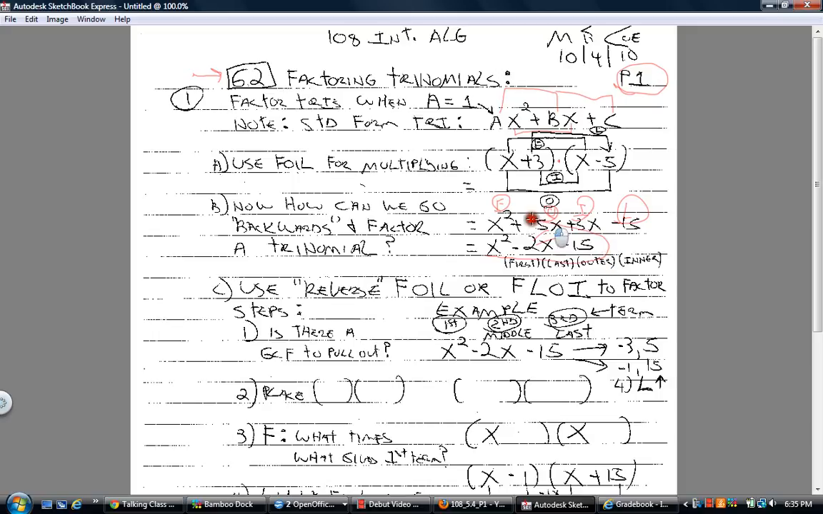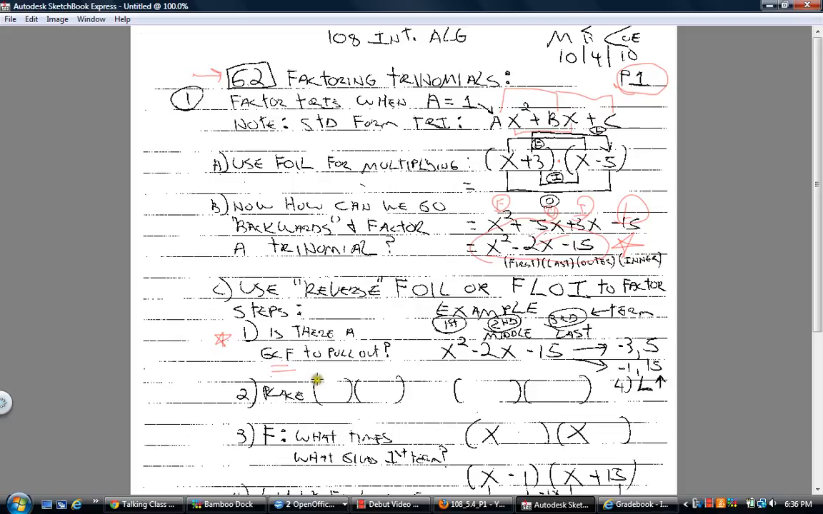Now the challenge is to start with the trinomial and ask yourself, can you figure out what the factors are? This is very specialized. When you have a trinomial to factor, you start off by asking yourself, can you pull out a GCF? Always remember rule number 1. A lot of times you're not going to pull out a GCF, but you must always look for it. I can't overemphasize that.